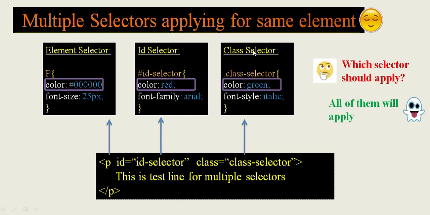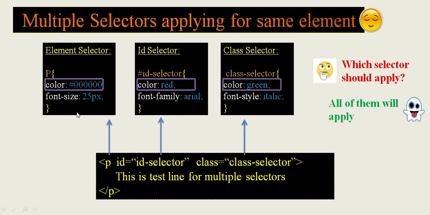Within the element selector, ID selector and the class selector, we have the common property of color, and we have given some different values to our color property. Like we have given hexadecimal notation with some different color. Here we have given red and here we have given green. The answer for your question, which selector should apply, means we have to apply all of them. All of them will apply to our page.